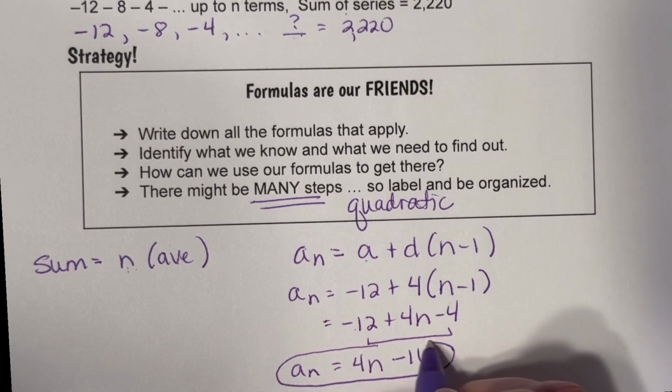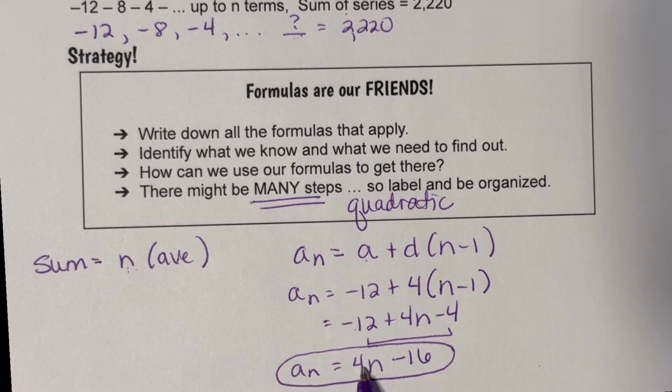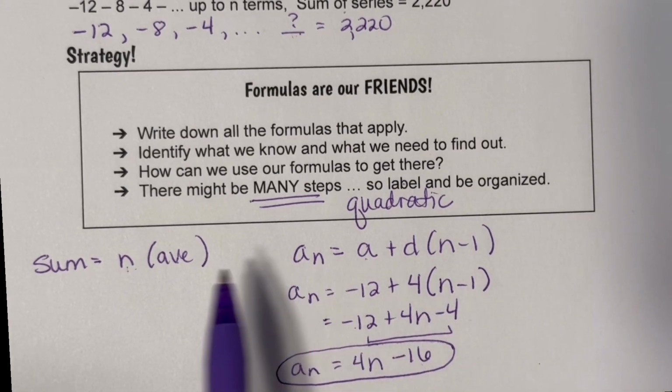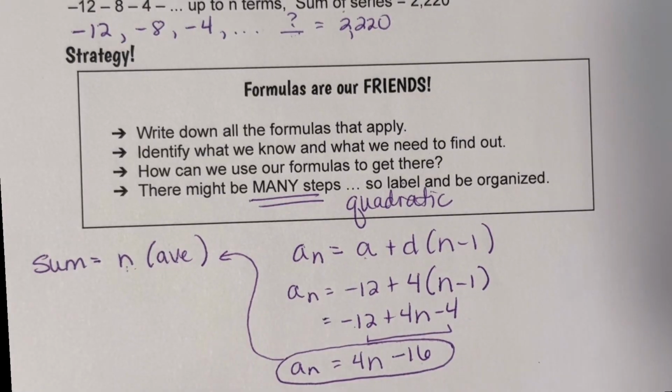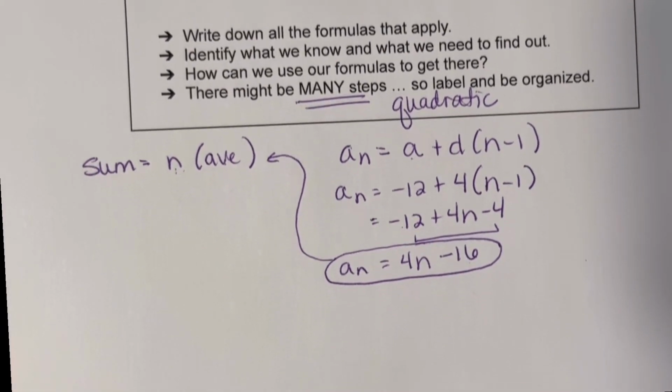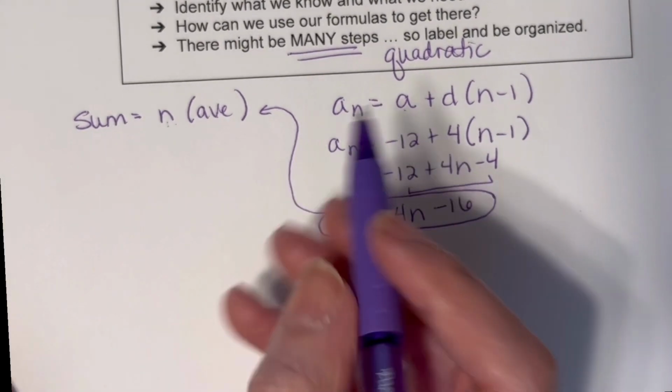So my last term is going to be 4 times the term number minus 16. So if it was the 10th term, it would be 4 times 10 minus 16. Okay, well, I think that will help me because now I can plug this into here, and I think that might be helpful. Let's see what happens.